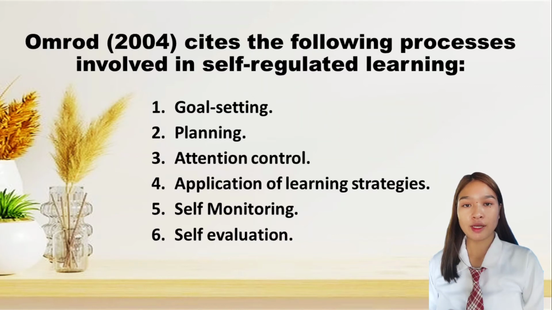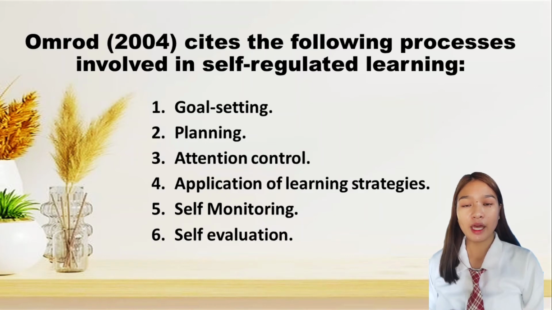Ormrod 2004 cites the following processes involved in self-regulated learning. First, goal setting. Self-regulated learners know what they want to accomplish when they read or study. Second, planning. Self-regulated learners determine ahead of time how best to use the time they have available for learning. Third, attention control. Self-regulated learners try to focus their attention on the subject matter at hand and clear their minds of distracting thoughts and emotions.